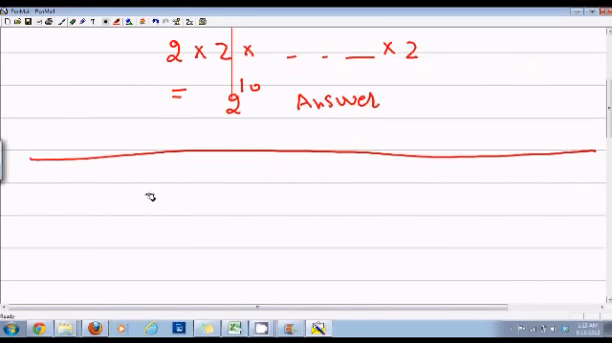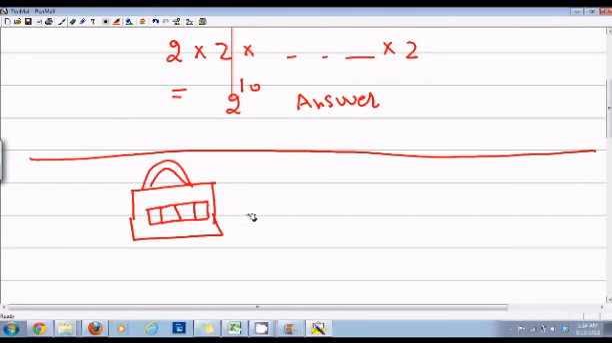Another example, suppose you have a number lock, and you have four numbers on it, and each number could be from 0 to 9. So we'll ask what are the possible number of combinations this number lock can have. If you forget your code for this lock, then what will be the probability that you give it one try and you will be able to open it?